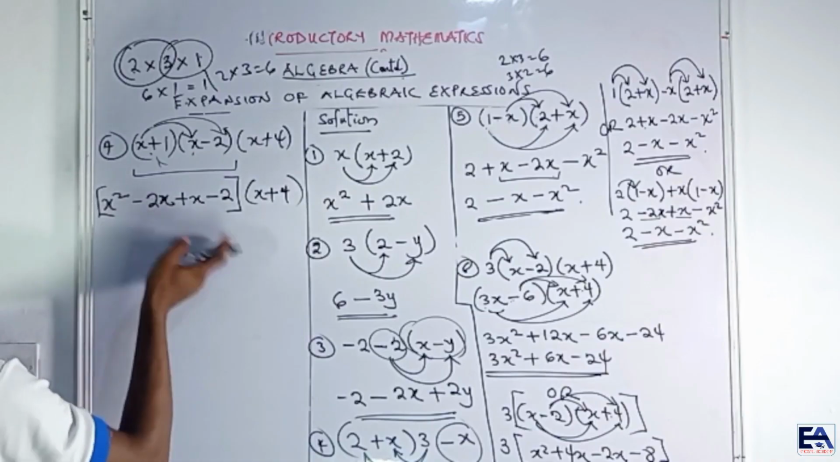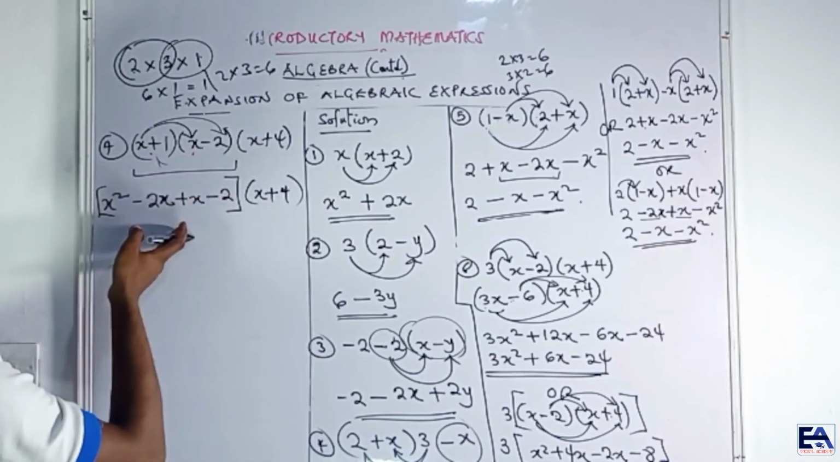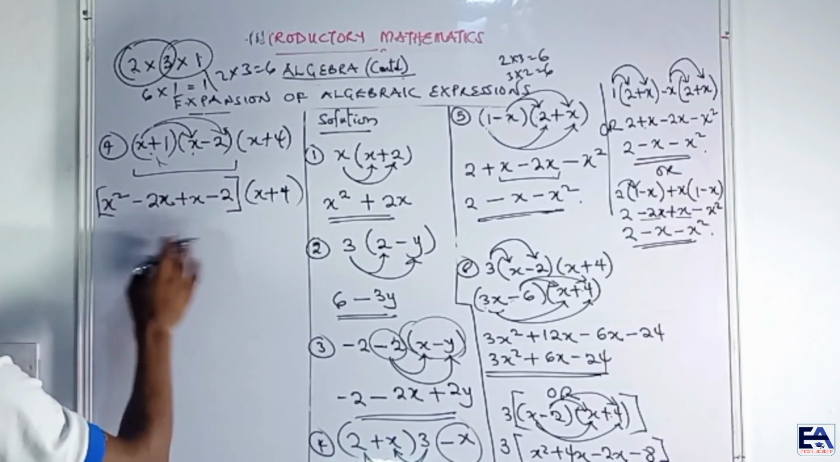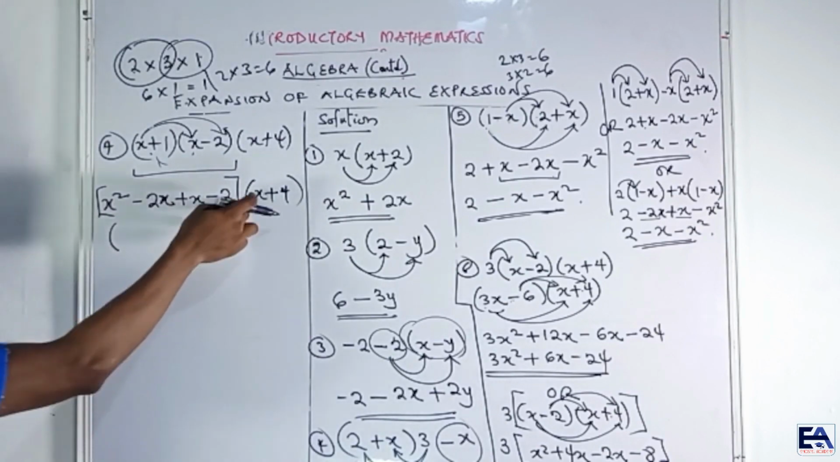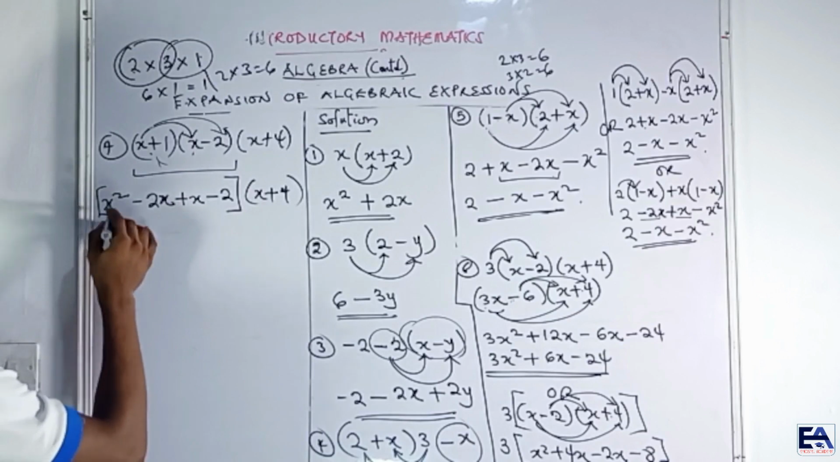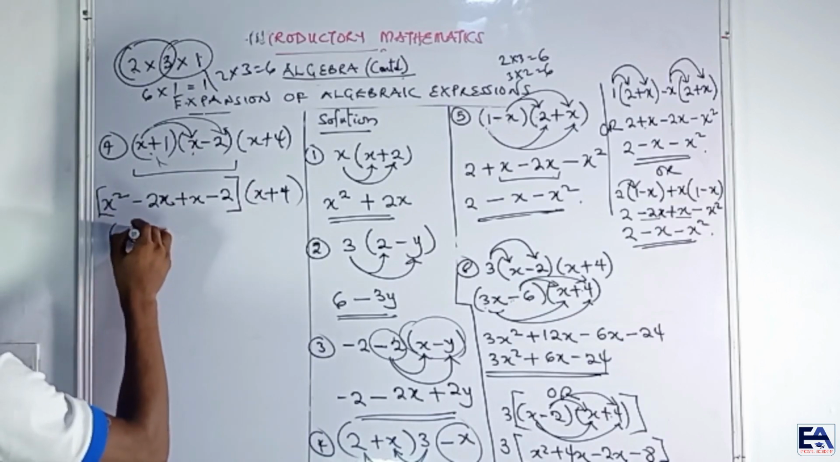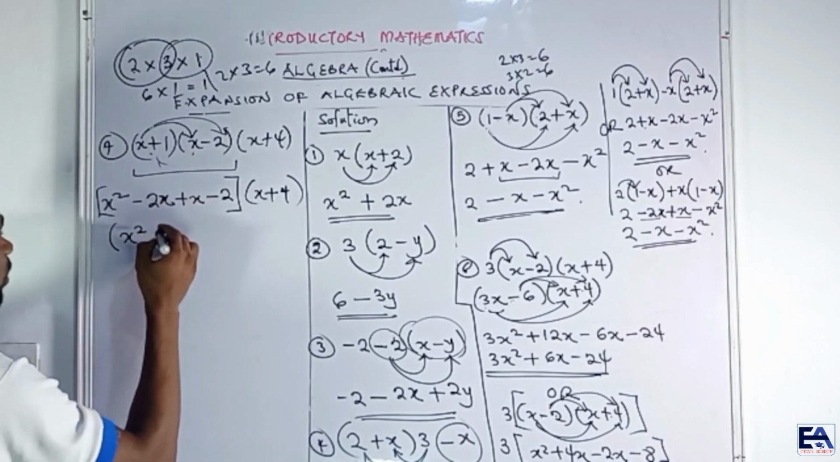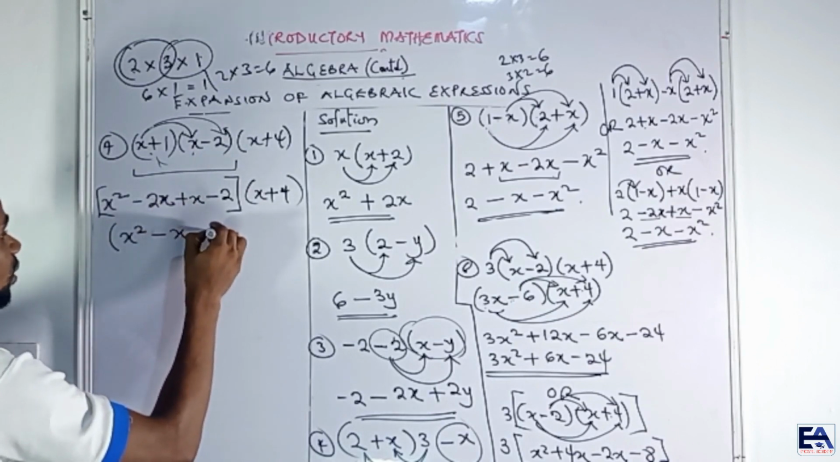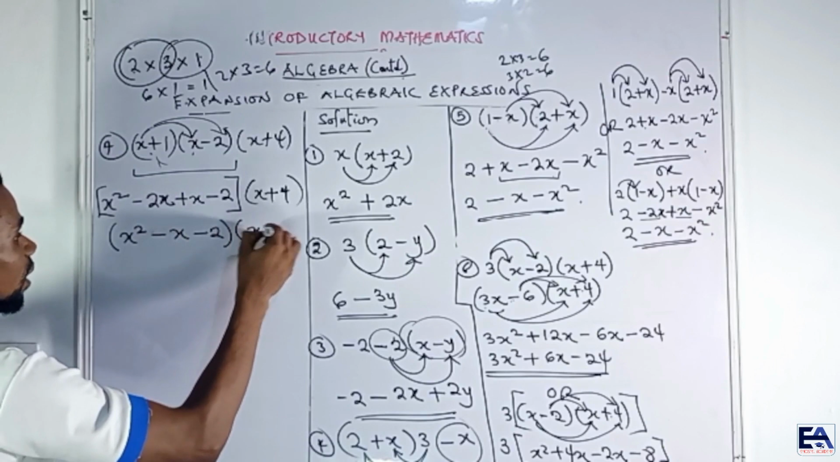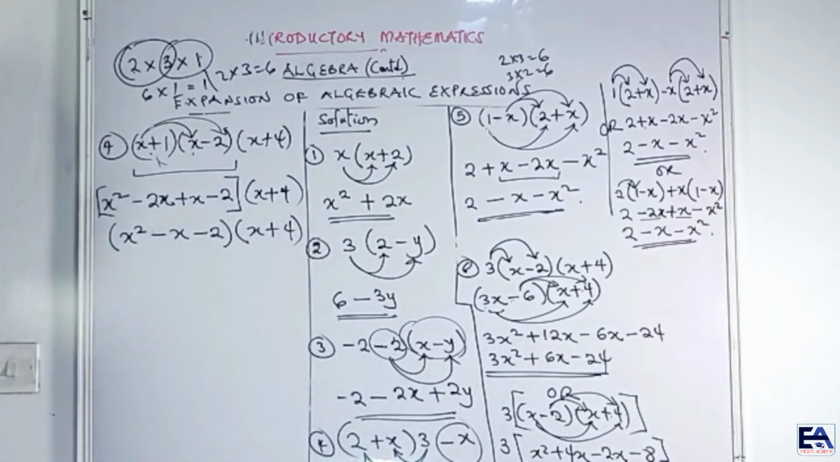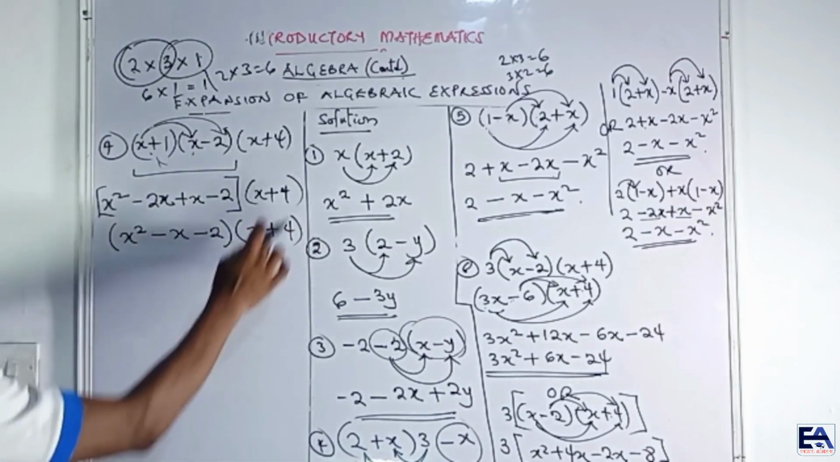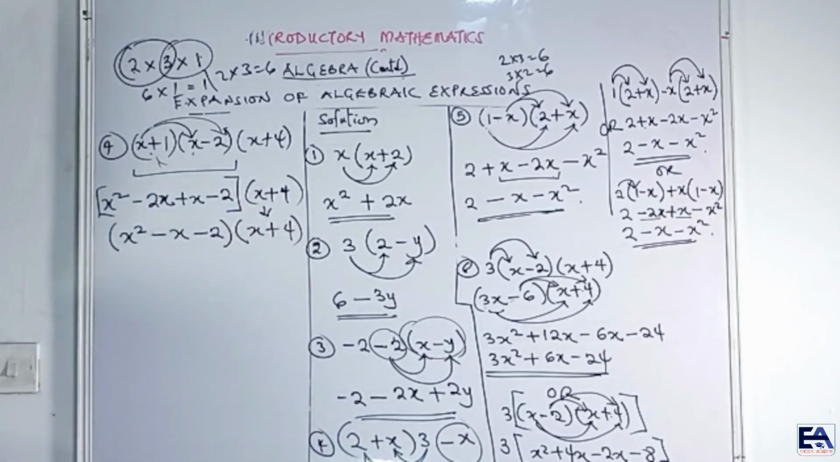Now that we've removed the brackets, we can just keep it in normal curved brackets like this. And so we have x squared, then minus 2x plus x. I'm owing 2x, but I have 1x. It means I'm still owing 1x, then minus 2, then open x plus 4. So this x plus 4, just bring it down, and that's how it works.